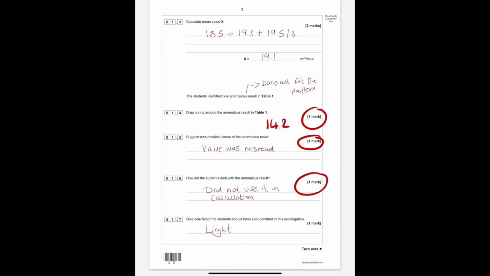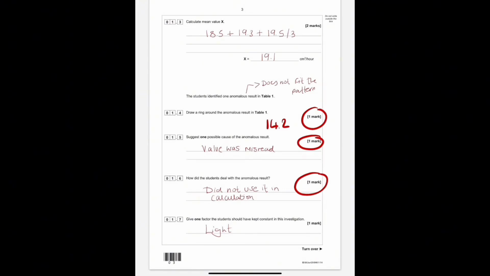1.7, give one factor the student should have kept constant in the investigation. So that's like a control variable. I've written down light, but you can also write down carbon dioxide concentration, pondweed size, or pondweed species. You are allowed to write down the same piece of pondweed. You are allowed to write down distance, power, color of lamp, light.